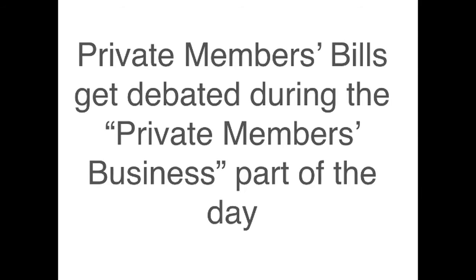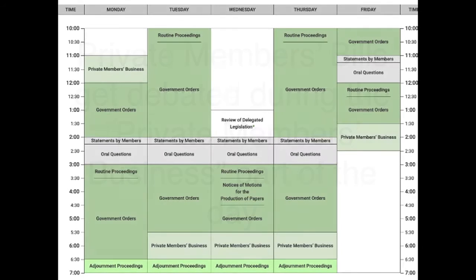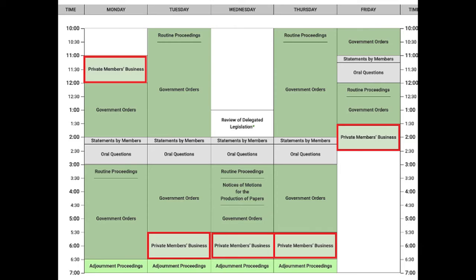Private members' bills get debated during the private members' business part of the day. 1 hour per day is set aside to debate private members' business. It could be a bill, could be a motion, or whatever. Only one item may be debated during this time, and so there's not a lot of opportunity to get legislation through if you're a backbencher. And this is one reason why very few backbencher bills get passed.